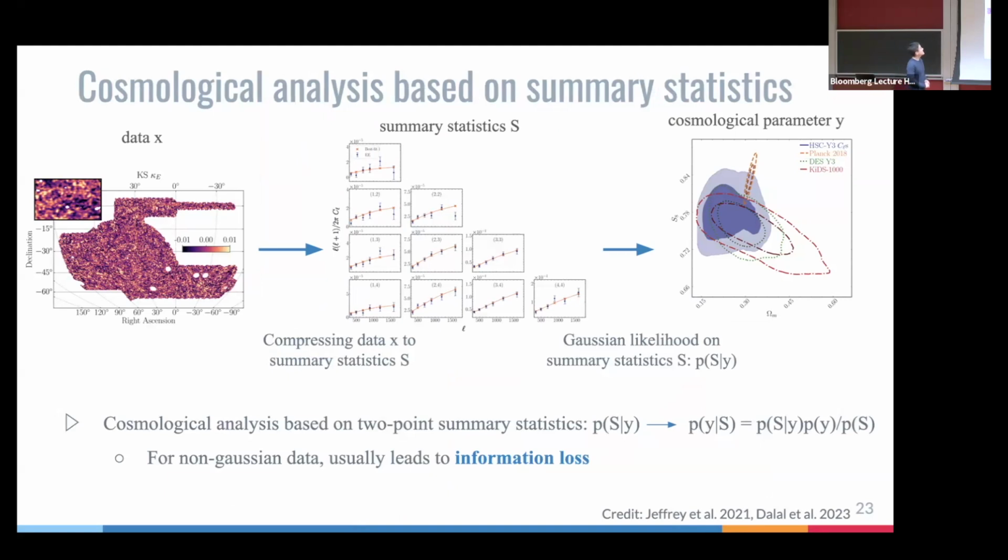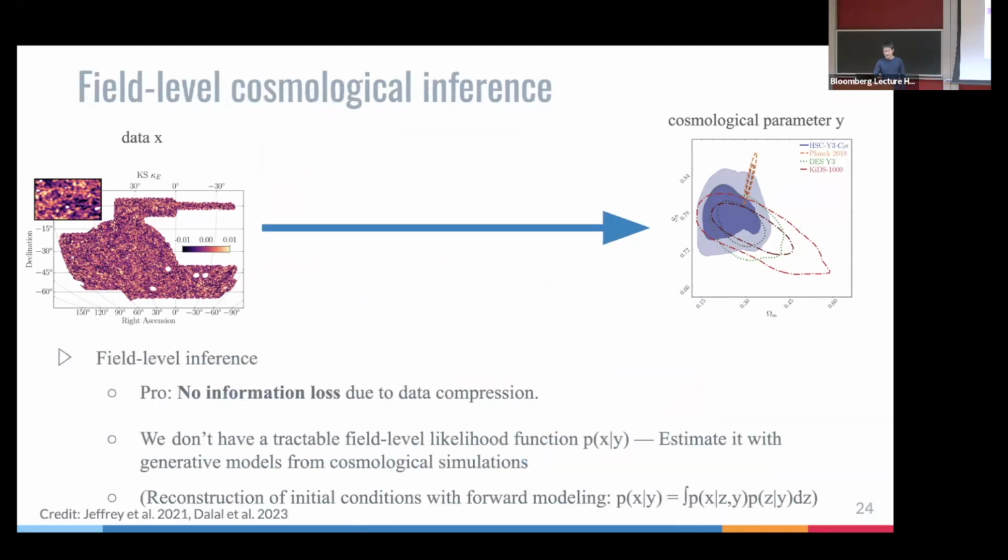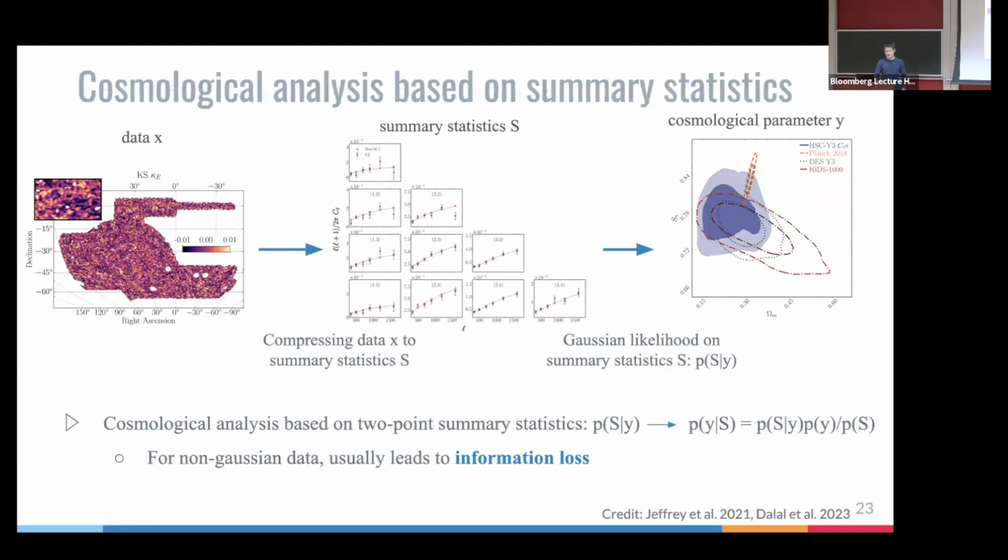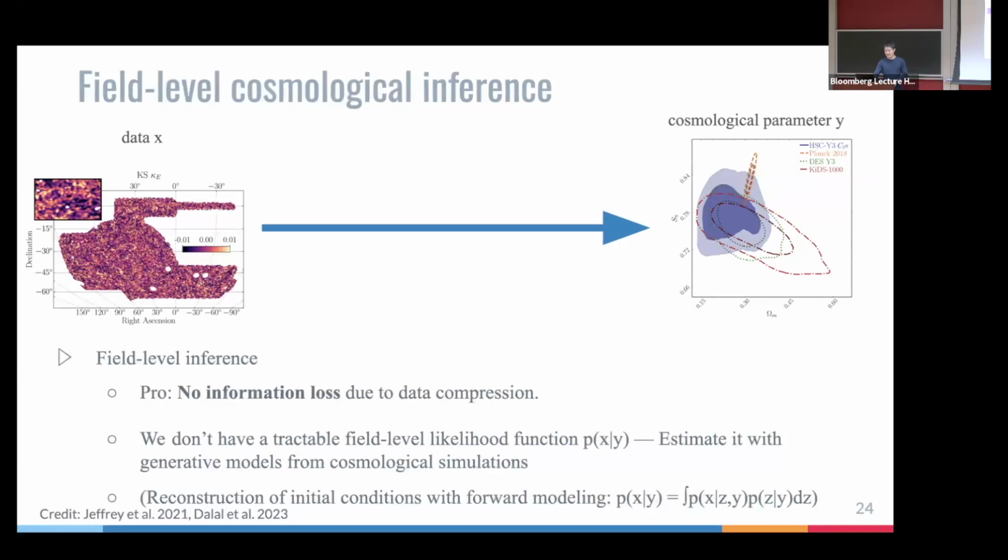So for the data analysis, the traditional analysis based on the two-point correlation or the summary statistics will firstly compress the data into some low-dimensional statistics. Here I'm showing the power spectrum, and then you define some Gaussian likelihood on the statistics, and then you run the MCMC and get the posterior. But of course, you start to lose information if your data is highly non-Gaussian.